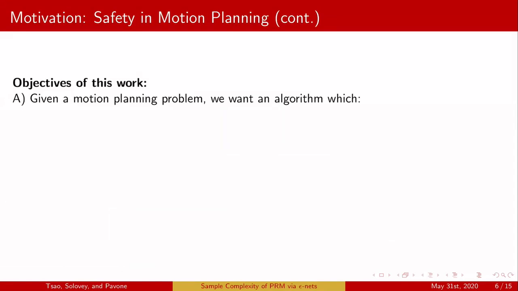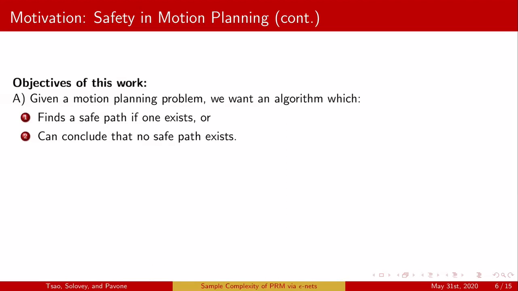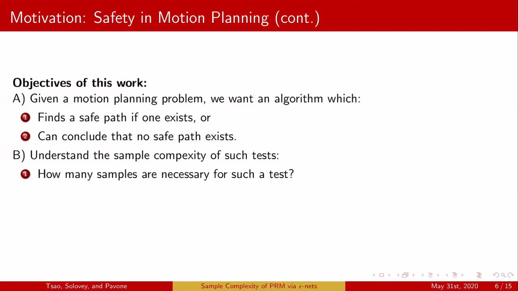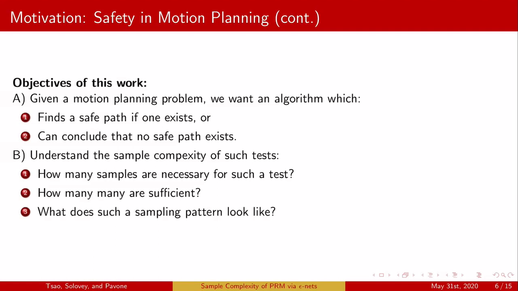To state more formally, our objectives for this work are the following. Given a motion planning problem, we want a test or an algorithm which will find a safe path in this problem if one exists. And if one does not exist, we want to be able to conclusively determine that no safe path exists. Once we do that, we want to understand how expensive such a test would be. So how many samples are needed for such a test to be accurate, and how many are sufficient? And once we have a sufficient sample size, what is the precise pattern of the sampling that will lead to the best result? These are the things that we want to know.